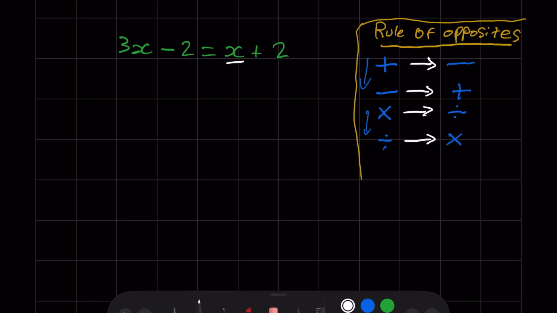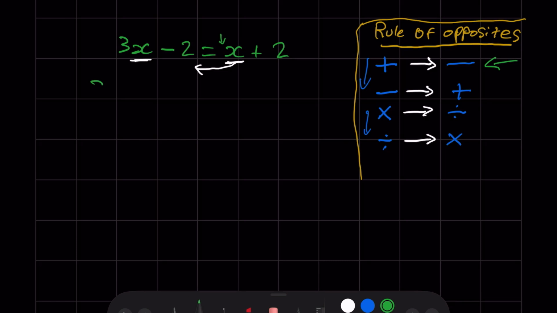As before, we want to isolate these x values here. We want to isolate these x's. However, we want to isolate them all on one side. So we want that x to go onto that side there. So the first thing we want to do is move that x over to the left-hand side. When we move it, we need to do the opposite. So currently, this x here is a positive x. So when we move it over, it will become a negative.